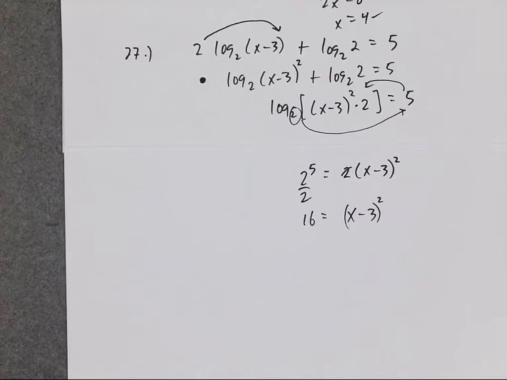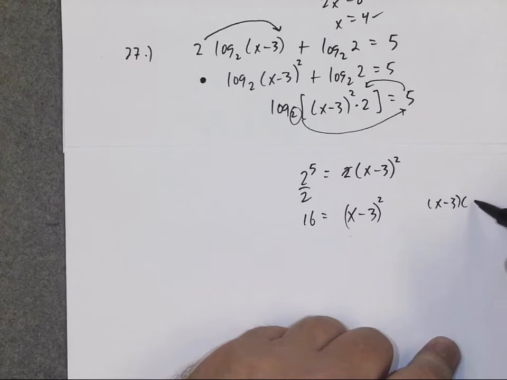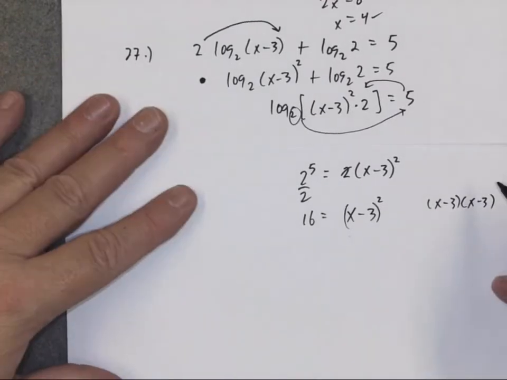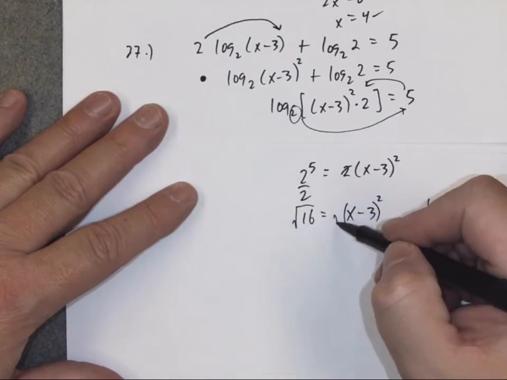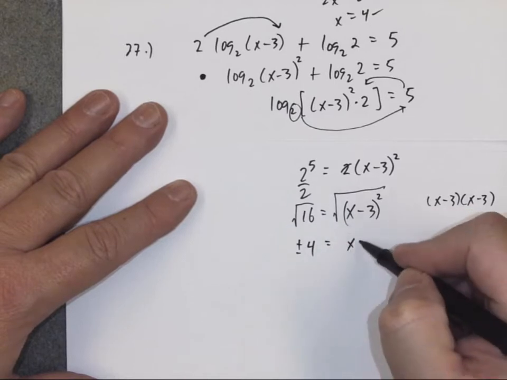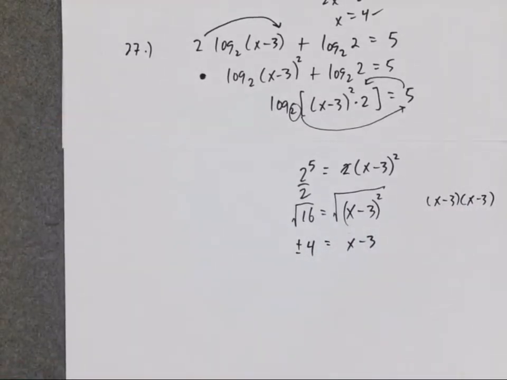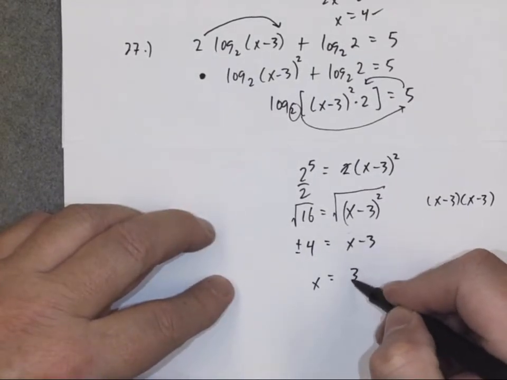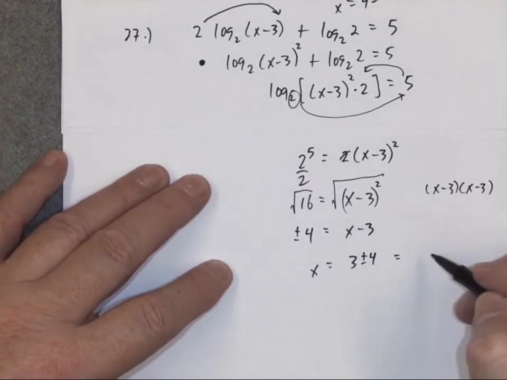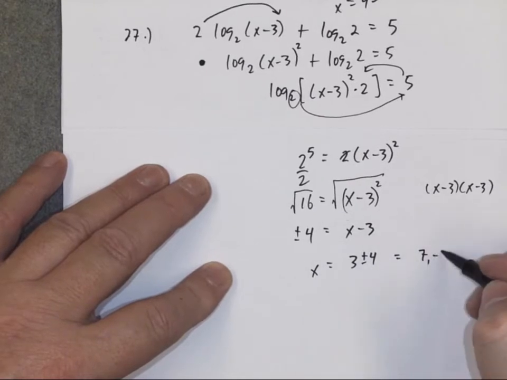Now, in looking at this, normally what you might have to do to solve is multiply out these parentheses, right? You may have to FOIL. And I could do that, but I see a little shortcut just to save time. How about if I take the square root of both sides, I would get plus or minus 4 equals x minus 3. So x equals 3 plus or minus 4 can be two solutions, 7 and negative 1.